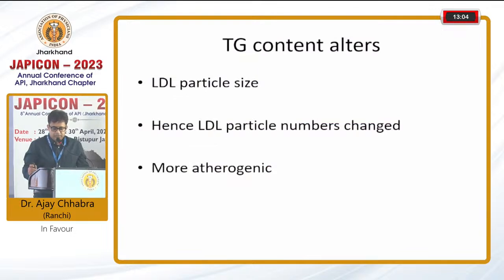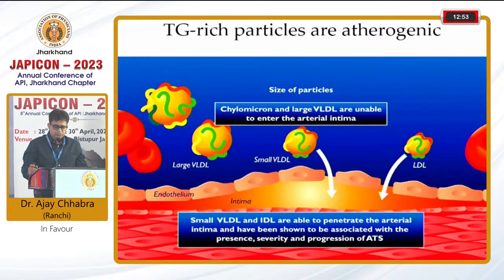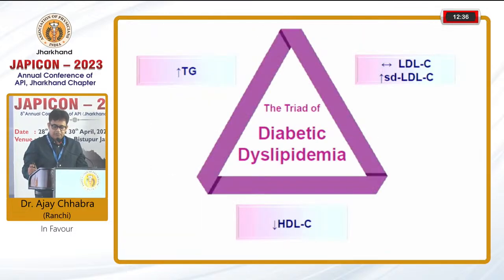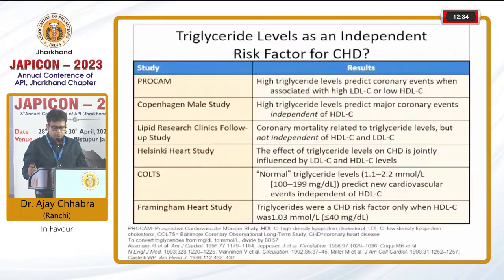So just to say, triglyceride content alters the LDL particle size, and hence LDL particle numbers are changed and they become more atherogenic. If you see the size of the particles, the chylomicrons and large VLDL are unable to enter the arterial intima, whereas small VLDL and IDL are able to penetrate the arterial intima and have been shown to be associated with presence, severity, and progression of the plaque. This is the typical diabetic dyslipidemia I was talking about.